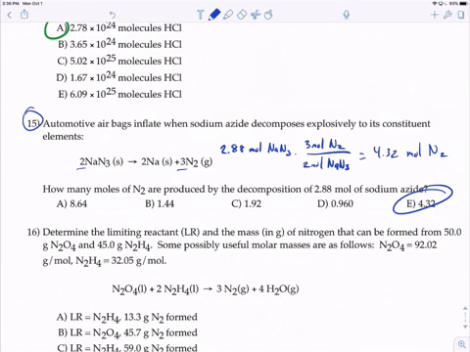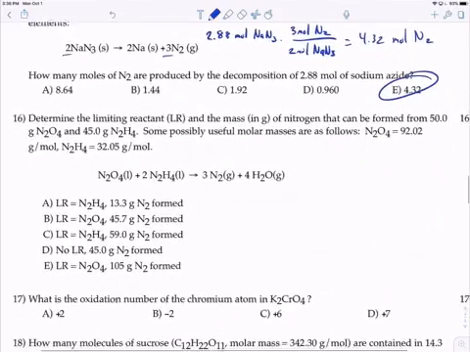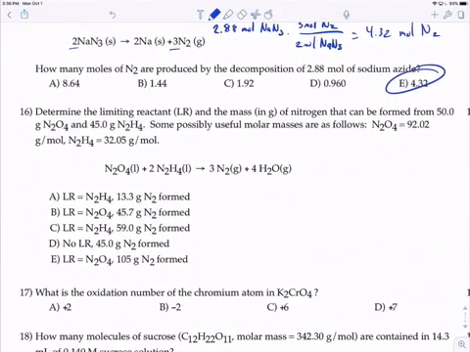Questions on how to do this one? Oh man, it's a long one. Determine the limiting reagent and mass of nitrogen that can be formed from 50 grams N2O4 and 45 grams N2H4. Hydrazine, rocket fuel. Some possibly useful molar masses are as follows. Those actually are very useful. So you have to do this twice and figure out which one's the lowest one.